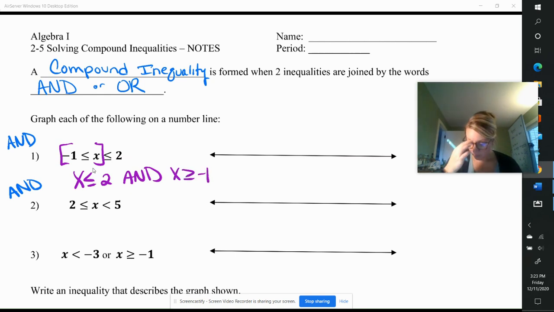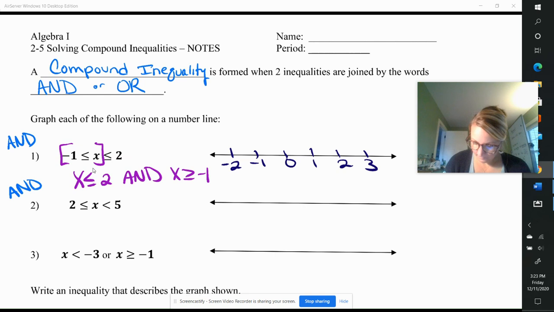So we want to plot. Our number line needs to have the values from at least -1 to 2. So I'm going to start at -2. I'm going to sketch the shading first, and then I'll finalize it in just a minute.